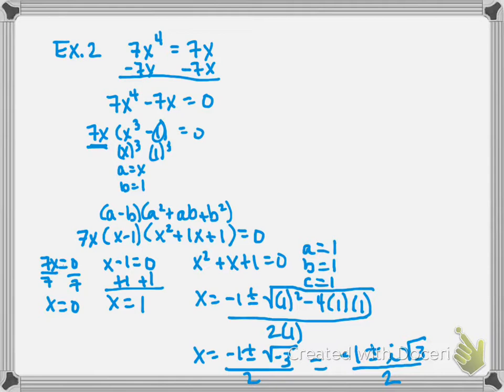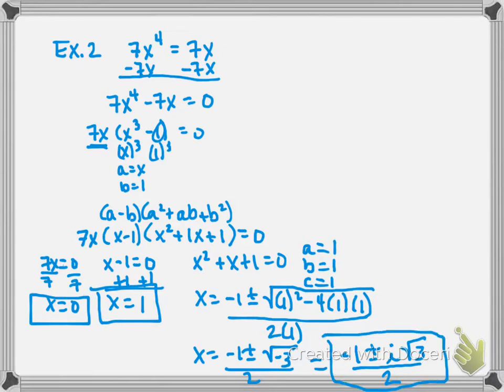And I have 4 solutions. I have x equals 0, x equals 1, and negative 1 plus or minus i radical 3 over 2. I have 2 real solutions and 2 complex solutions.